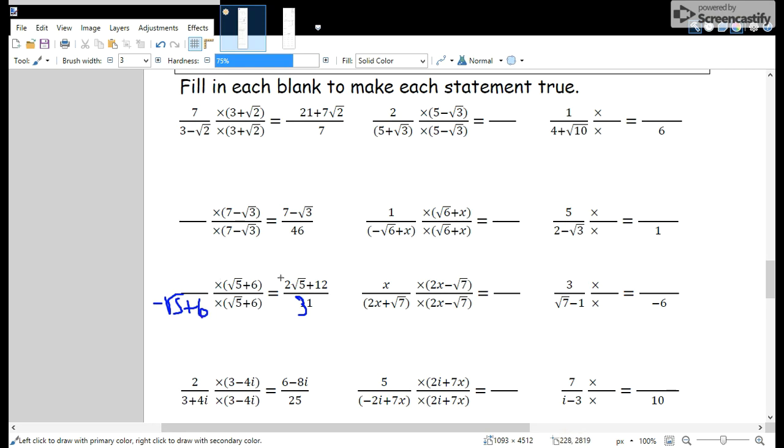Now at the top, we're going to multiply these by 2, because 2 times the square root of 5 is 2 square root of 5, and 2 times 6 is 12.